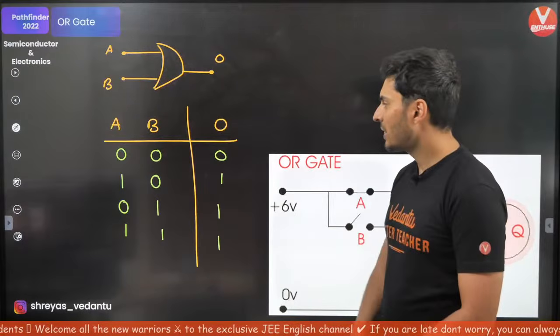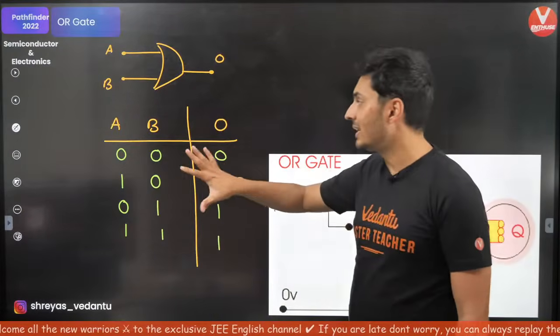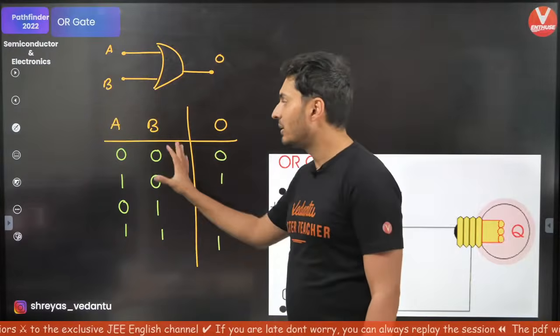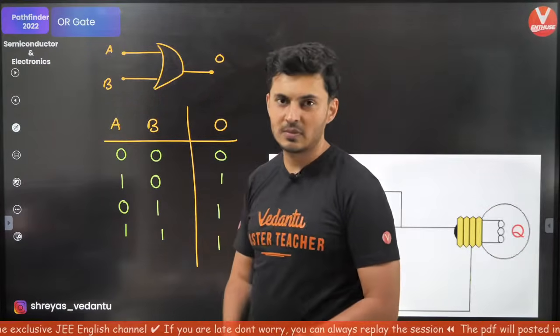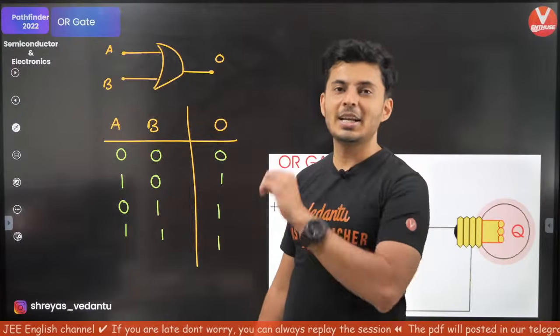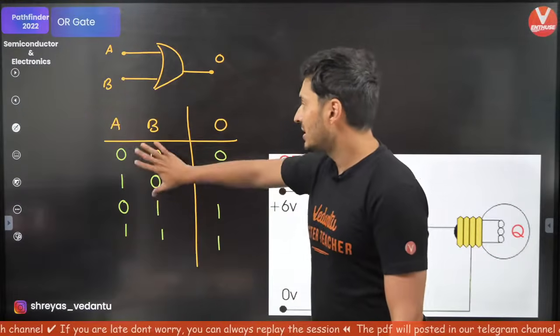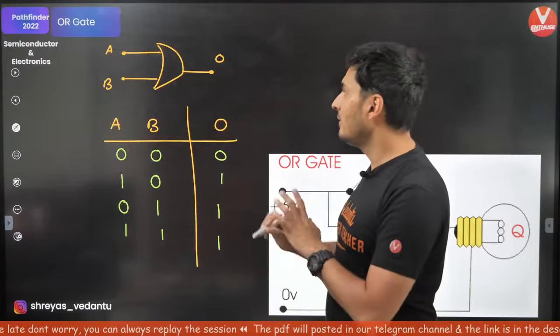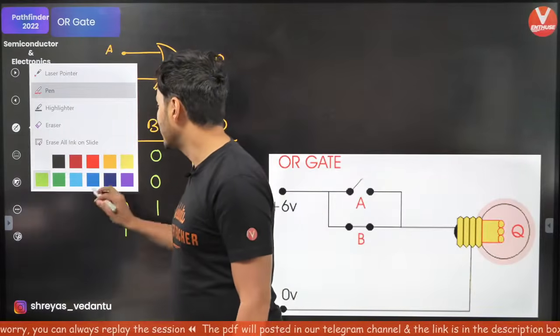That's why the truth table, this is the truth table. It tells you how it will behave. That is called a truth table. You have inputs, you have outputs. And there is a mathematical way of representing it. This is the truth table way. This is a symbolic way. Mathematical way of representing it is like this.